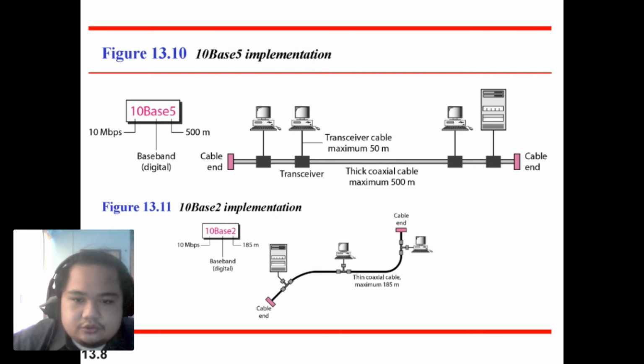10Base5 implementation. You can see in this picture, the 10 means 10 megabit per second, the 5 means 500 meters. It's baseband or digital. And 10Base2 implementation. The 2 is not 200 meters but 185 meters. It's also digital baseband, and the thin coaxial cable maximum is 185.